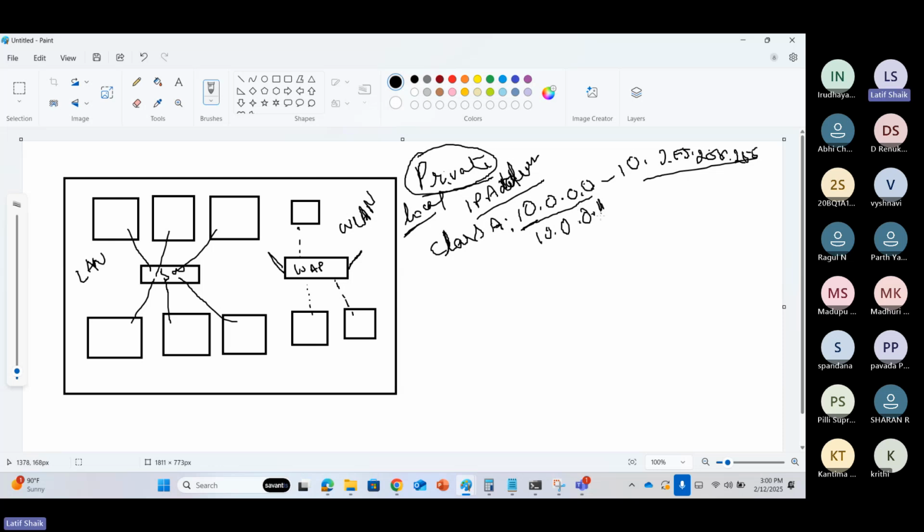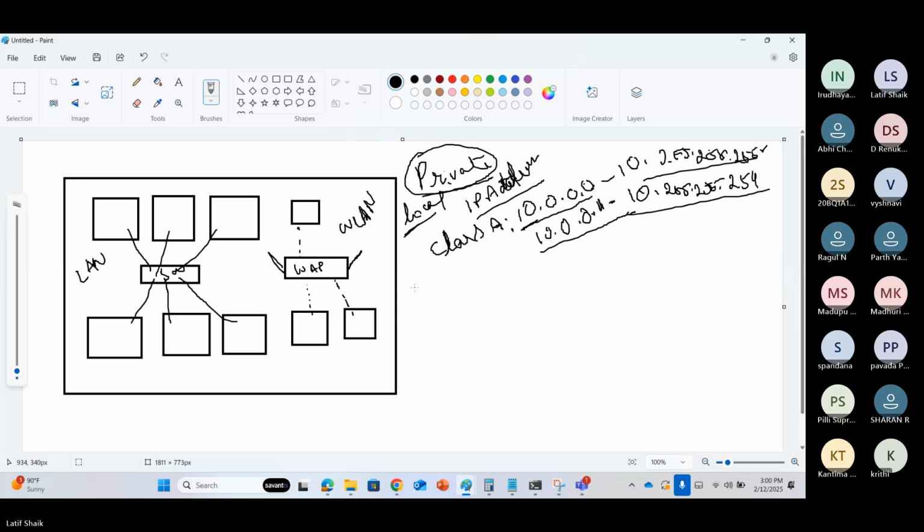But the actual assigned range starts at 10.0.0.1. This is the first one, from where you can configure your devices, up to 10.255.255.254. This is the last one. After this is 255, and after that it's 11.0. So only one network is given for private purposes.